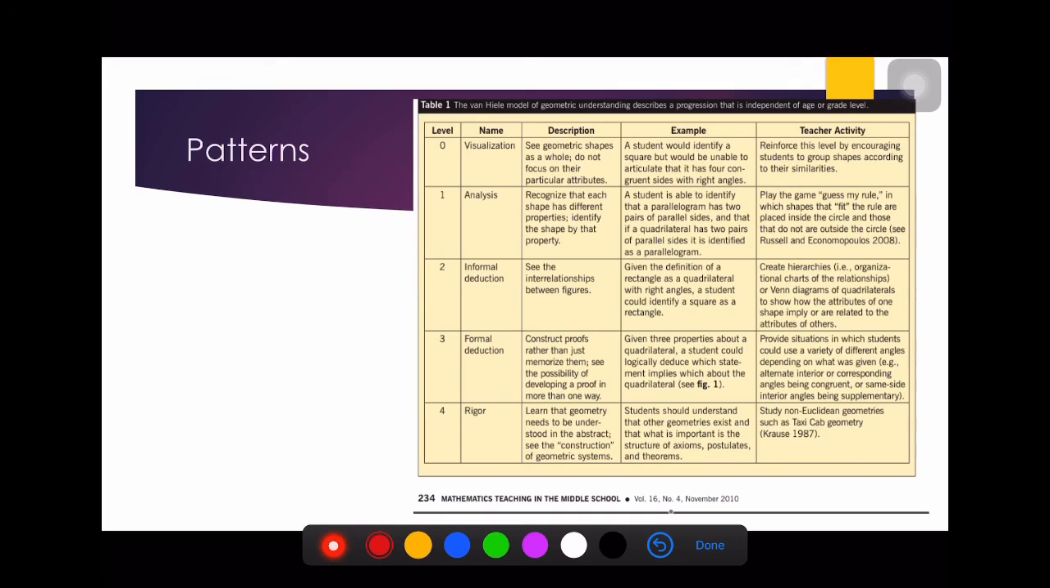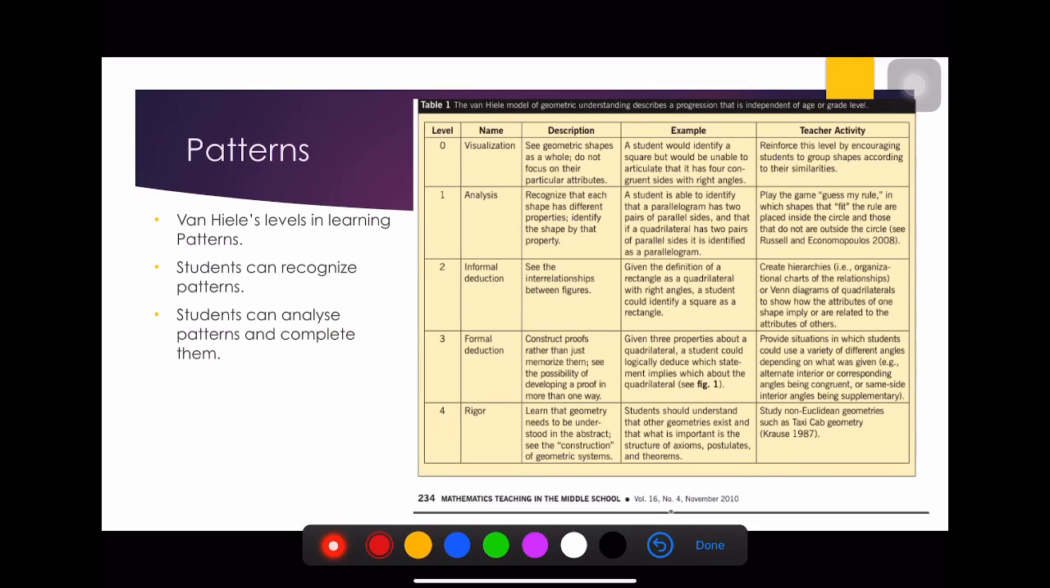And for patterns, we're looking at Van Hiele. So the students will be at level 0 to level 2 again. So how do you design an activity or a lesson for patterns at level 0, level 1 and level 2?